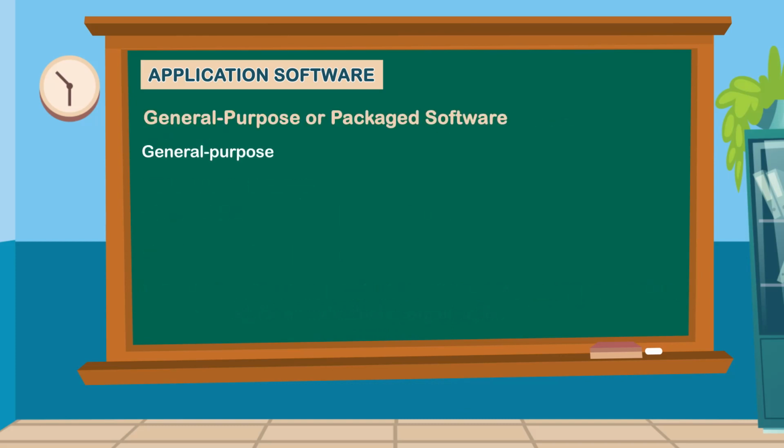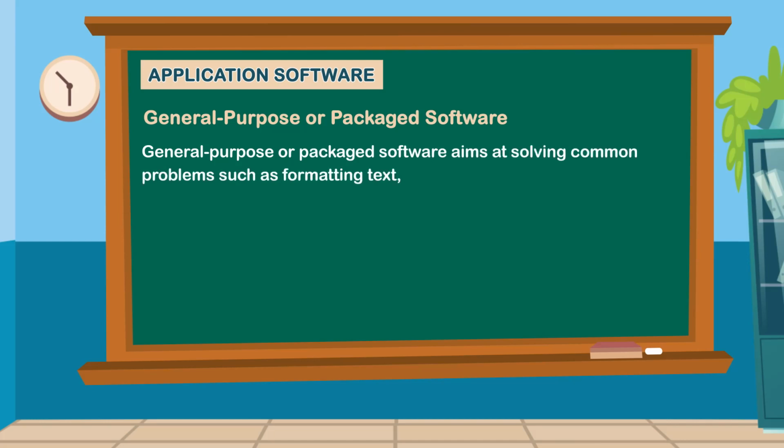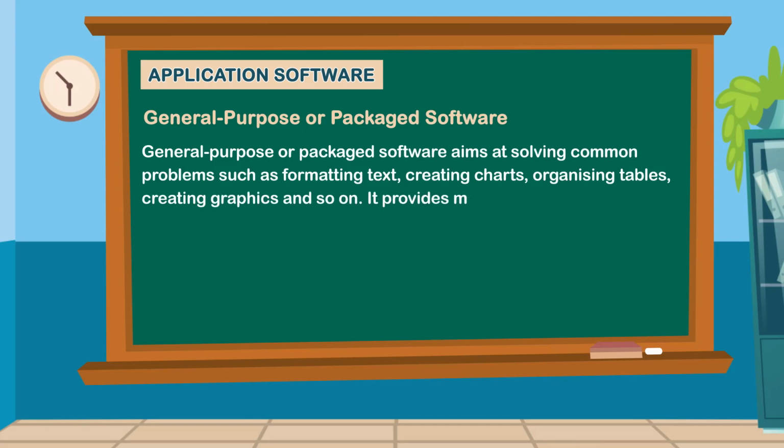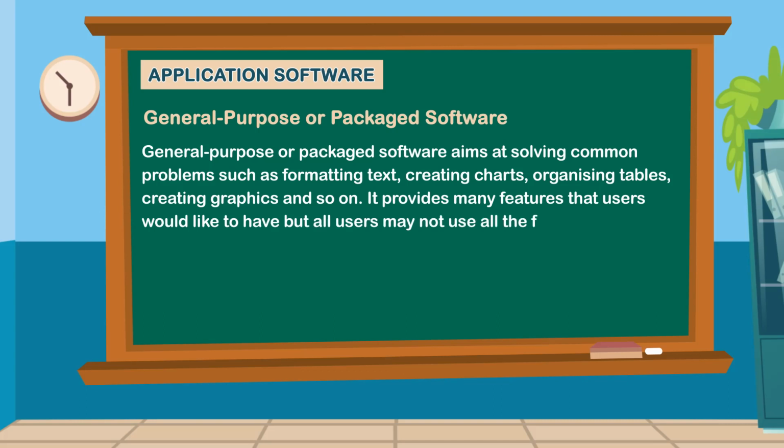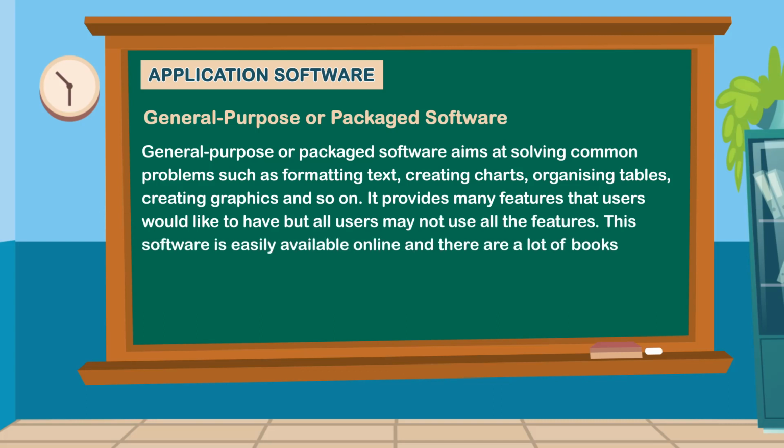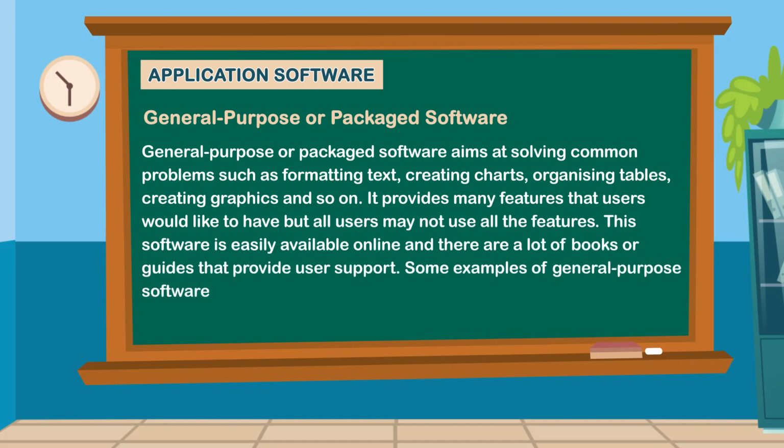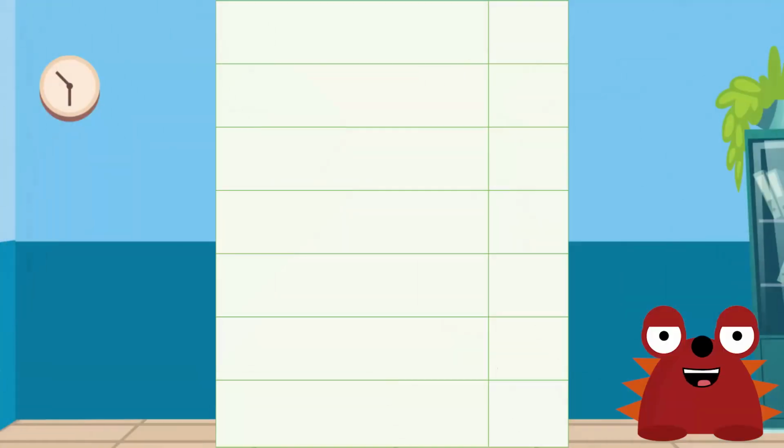And a general purpose or packed software aims at solving common problems such as formatting text, creating charts, organizing tables, creating graphics, and so on. This software is easily available online, along with material that provides user support. Some examples of general-purpose software include Microsoft Office Suite and OpenOffice Suite. General-purpose software can be categorized into many types.